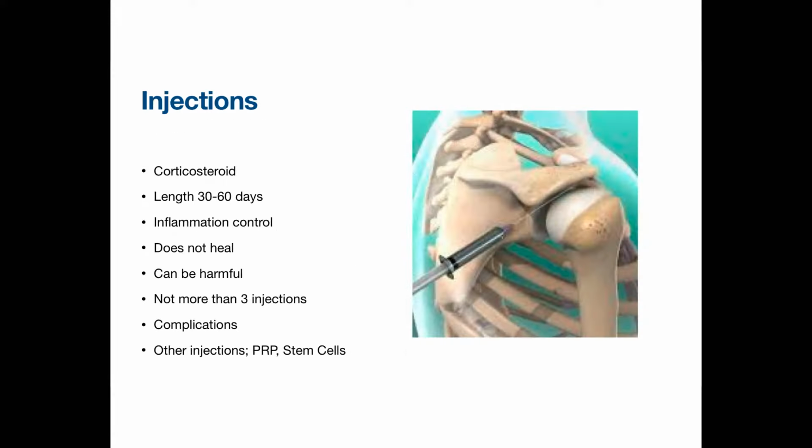So another non-operative mechanism that we use in our clinical practice is injections, the most common of which is corticosteroid. And various steroids have different half-lives or lengths of efficacy. Typically, a corticosteroid injection can last 30 to 60 days, and it helps with inflammation control, as well as diminishing the pain that someone has with their shoulder.